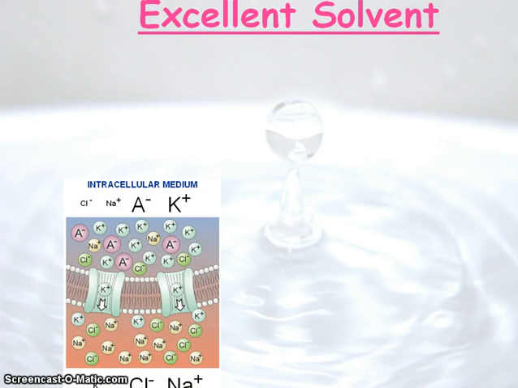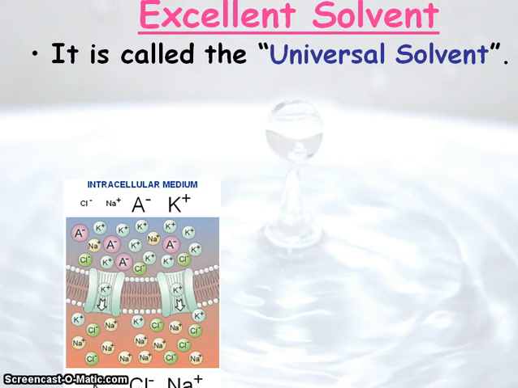The first one is that water is an excellent solvent. So solvent has to do with making solutions. What's the other part of a solution besides the solvent? Right, the solute. So the solute is basically dissolved in the solvent. Water is called the universal solvent. It basically can dissolve more stuff than any other solvent that we know of.